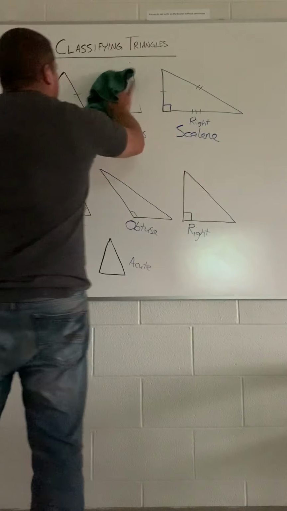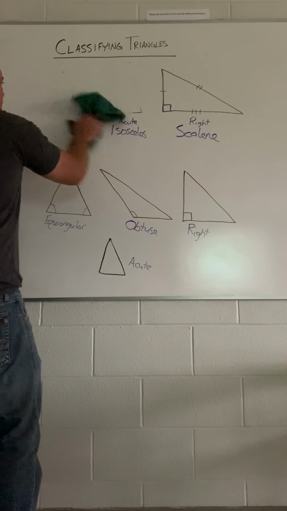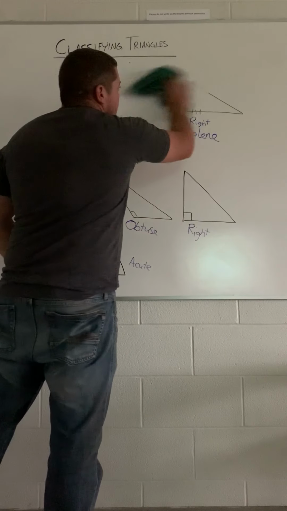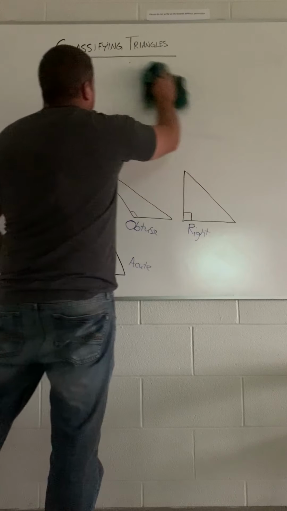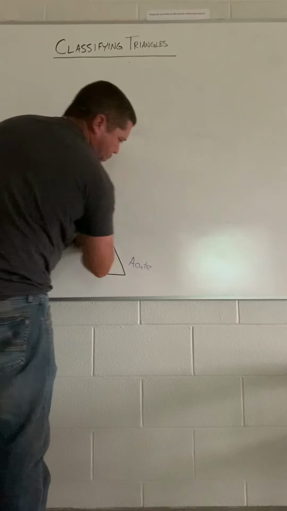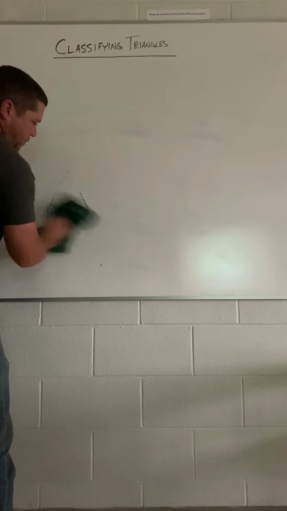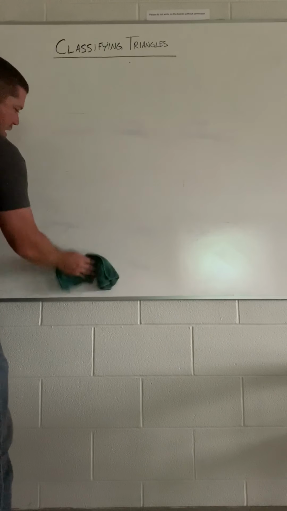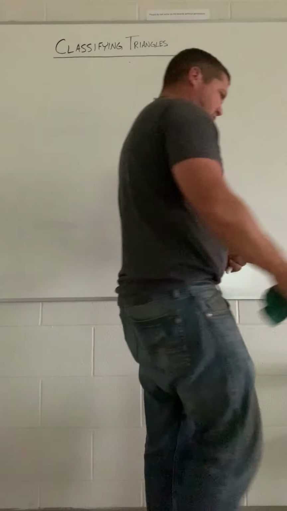All right, next we want to talk about how to classify these and how to find out the side lengths from a coordinate plane. So in the last section we talked about the distance formula, and this kind of builds off the distance formula.